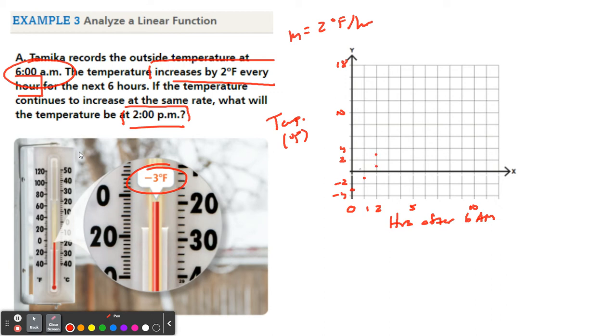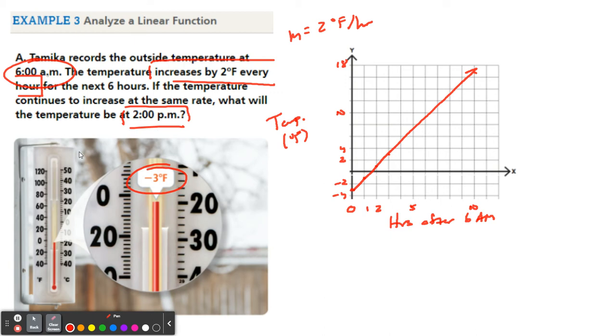1, 2, I'm sorry, that should not be a point. 1, 2, over 1. And this is going to give me a pretty accurate graph if I were to draw a line like so. As best I can. There we go. So we can use this linear picture to find or estimate what the temperature is going to be at 2 p.m.